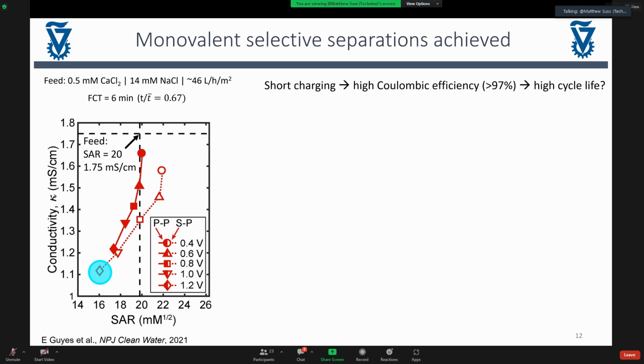The interesting thing is that when you go to short charging times, what happens is that the coulombic efficiency becomes very high.